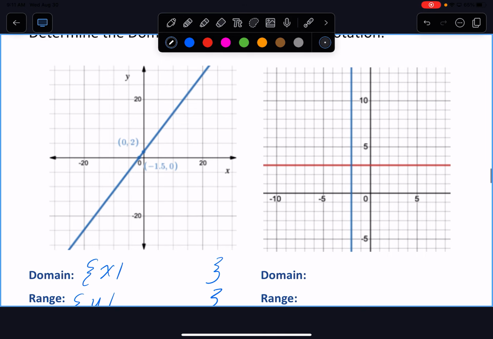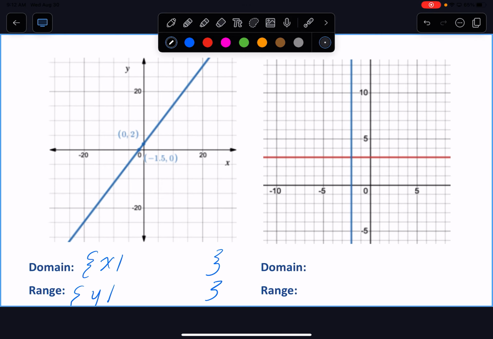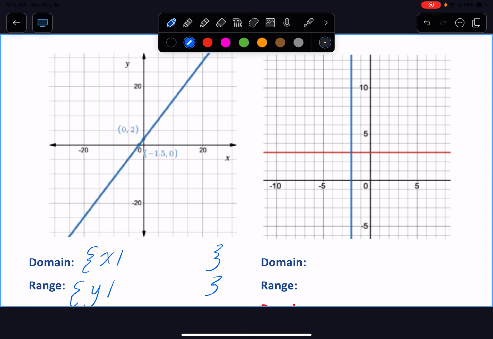Okay, awesome. Now, I just wanted to show you, domain and range should be pretty easy. I just wanted to show you the format they're writing it in. If I ask you to do the domain and range in interval notation, then we know that's the commas and parentheses and brackets. Look at this first blue line here. What's the domain? Negative infinity to infinity. True, everybody.